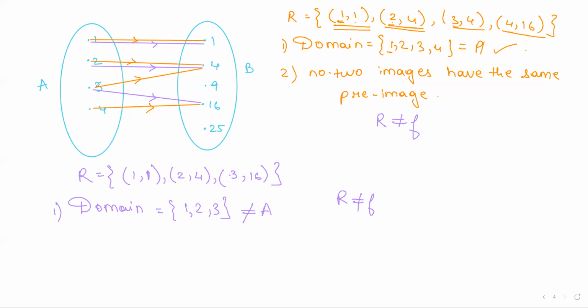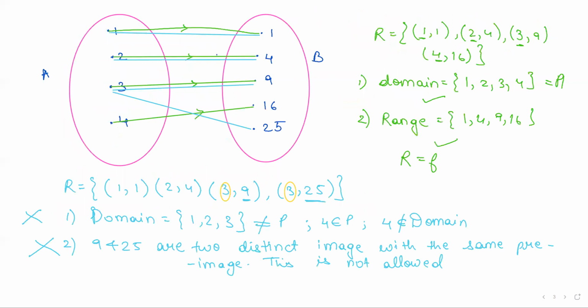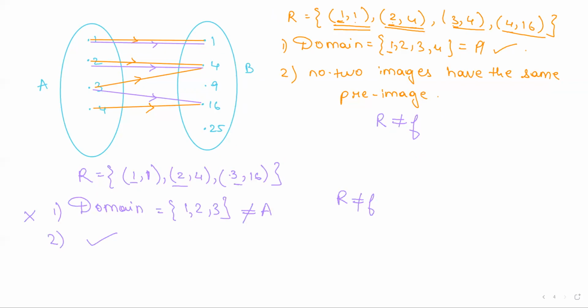But let's see if the second condition is satisfied or not. The second condition states that no two images should have the same pre-image. There are distinct pre-images over here, so the second condition is satisfied. Always look out for repetition of pre-images. That is where you find your hint. If you have repetition in pre-images, they should have the same image. They should not have two distinct images.